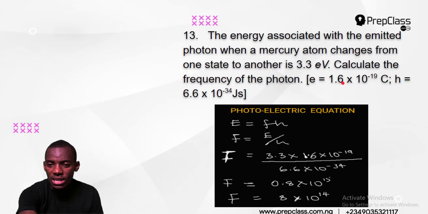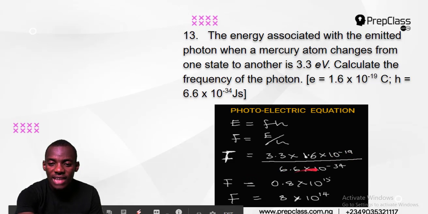Then the energy of the electron is 1.6 times 10 to the power minus 19. So that means this energy times this number of electrons, and that will become 3.3 times their energy, 1.6 times 10 to the power minus 19, divided by the h, the Planck constant, 6.6 times 10 to the power minus 34. And that will give me, if you work on the number, I always say number first.